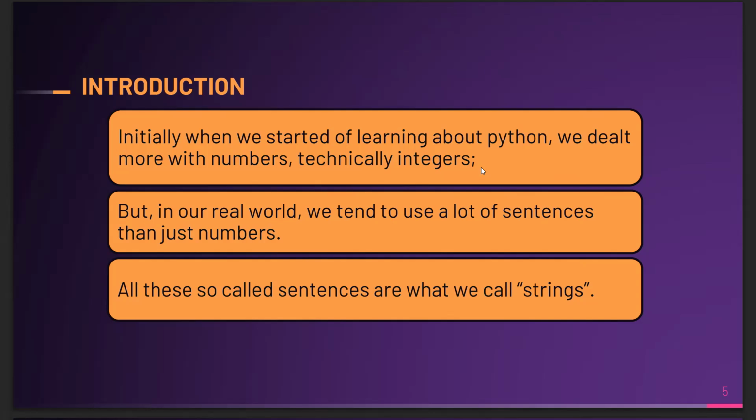But in the real world, we tend to use a lot of sentences rather than just numbers, because numbers are just a representation. Using sentences makes a big impact in Python and also in real-time applications. That's why we use a lot of sentences rather than numbers. All these so-called sentences are what we call strings. So this is the introduction of strings. Next, what is a string?